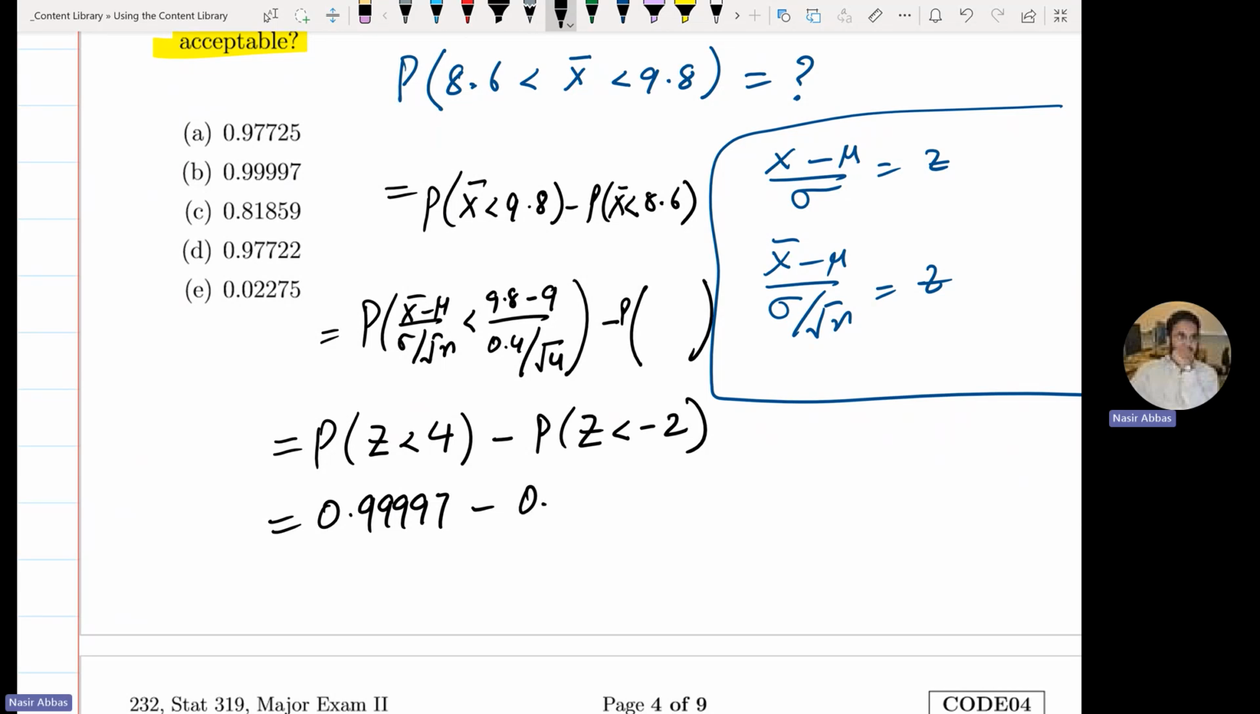Minus, this is 0.02275. And the answer is 0.97722, which corresponds to D.